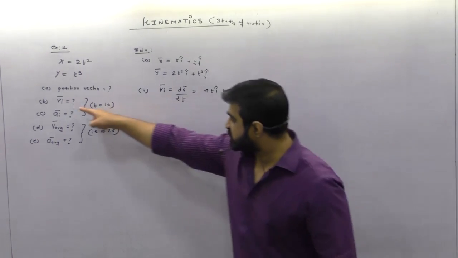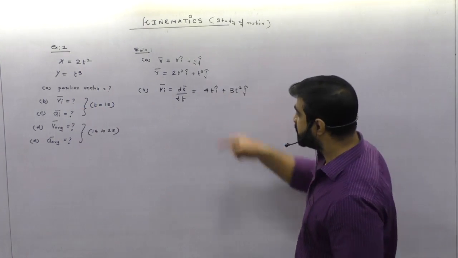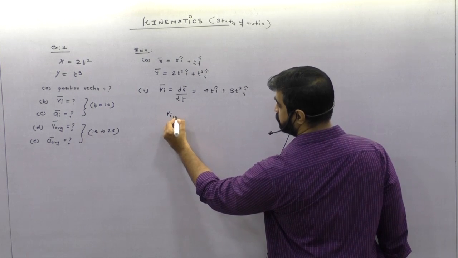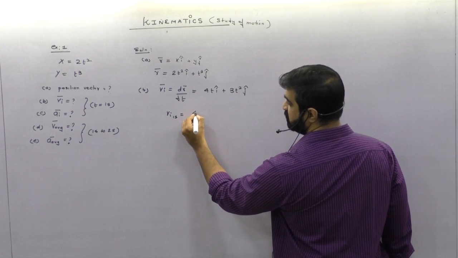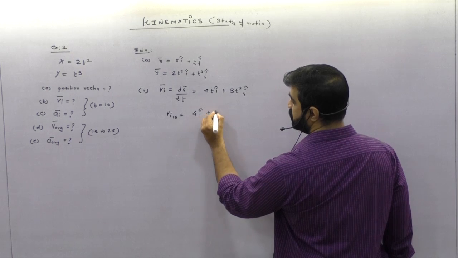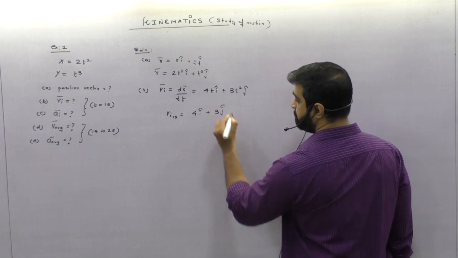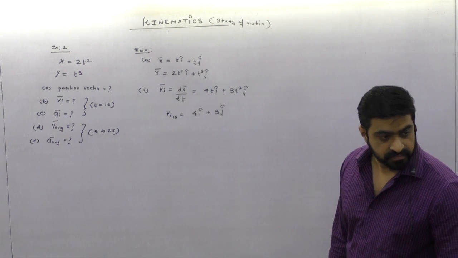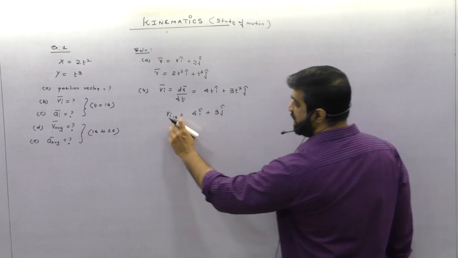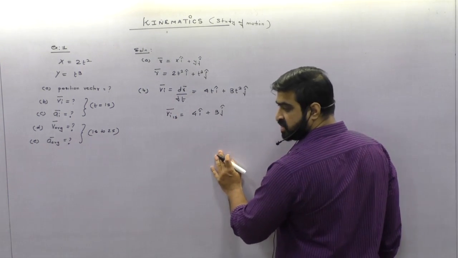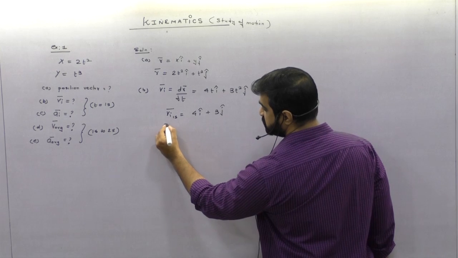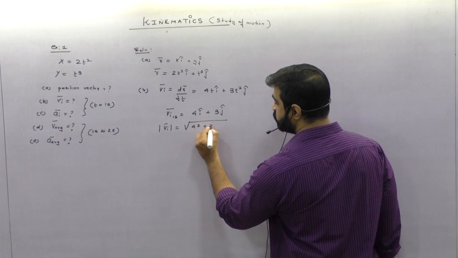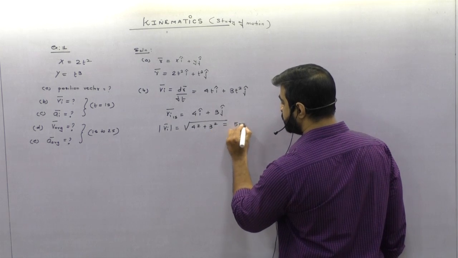But I need instantaneous velocity at 1 second. So can I put 1 second inside? If you put 1 second, how much will be there, beta? 4i cap plus 3j cap. Yes or no, beta? And if they ask you only the magnitude of this vector, it will be root of 4 square plus 3 square. That will become 5 meter per second.